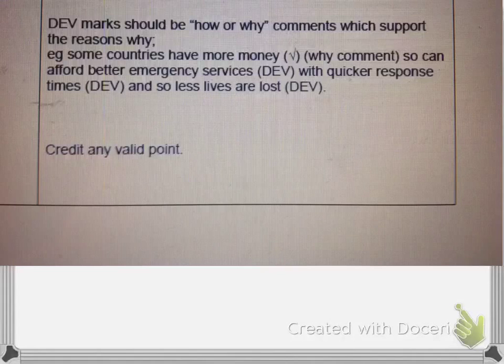So here's an example of a developed point that comes directly from the mark scheme, so you can see where the points are allocated. We've got some countries have more money, that's your tick, so they can afford better emergency services, that's your first development, with quicker response times, another development, so fewer lives are lost, that's your third development, and your 4 marks in total.